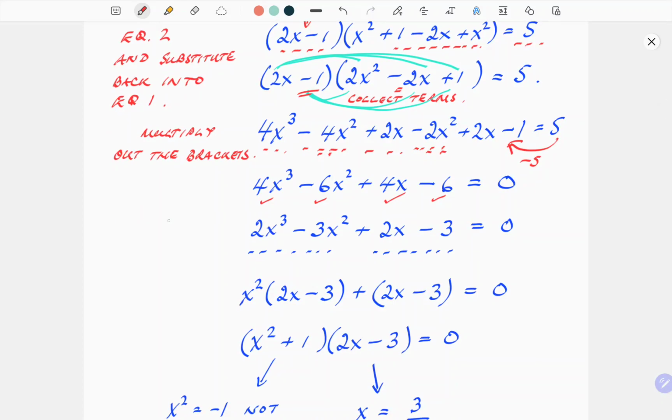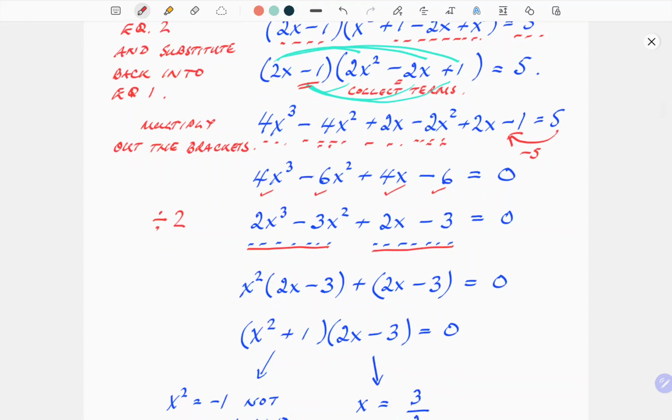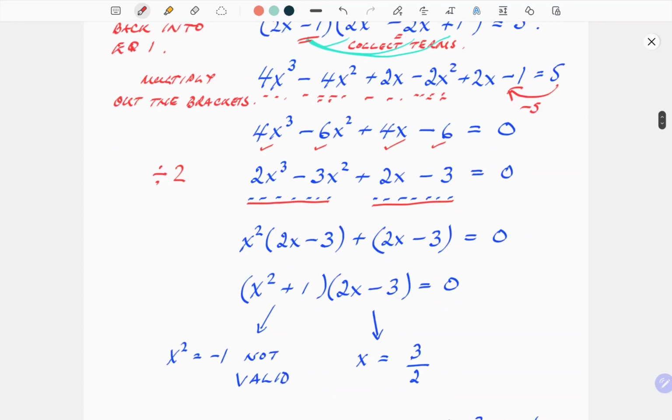Then we can divide everything, get rid of the factor of 2. So the equation simplifies a little further down to 2x cubed minus 3x squared plus 2x minus 3 equals 0. And what we're going to do is take these as 2 terms at a time, like this, and factorize what we can. The first one we can see has a factor of x squared in it. If you divide both those first 2 terms by x squared, you're left with 2x minus 3 with the x squared on the outside, like that.